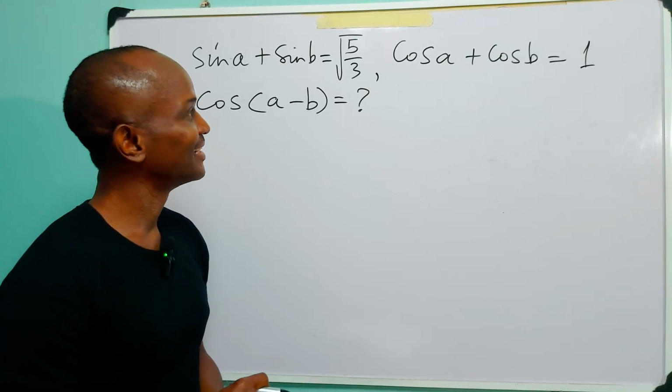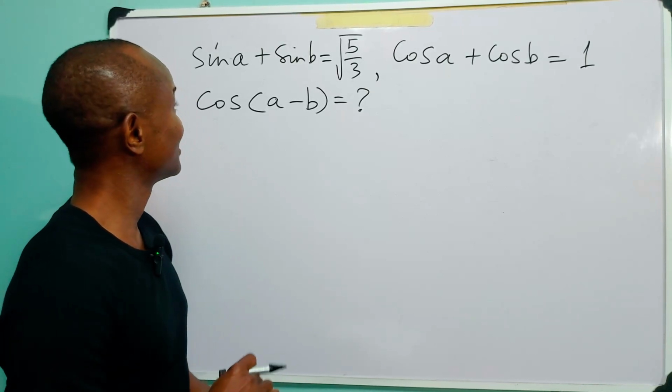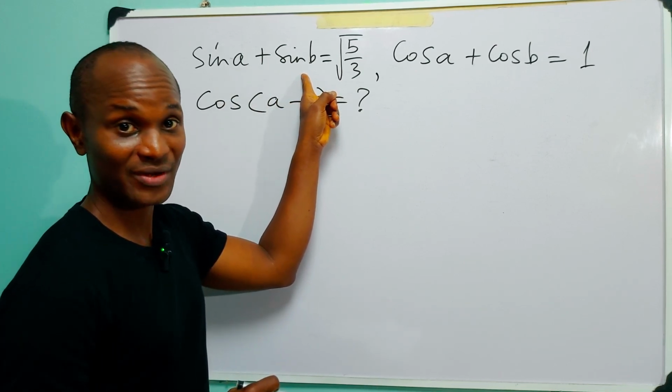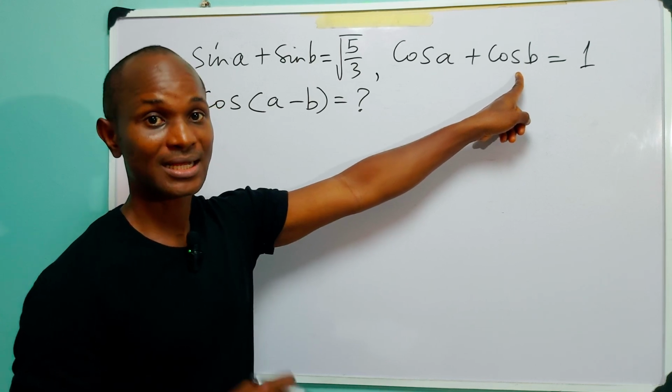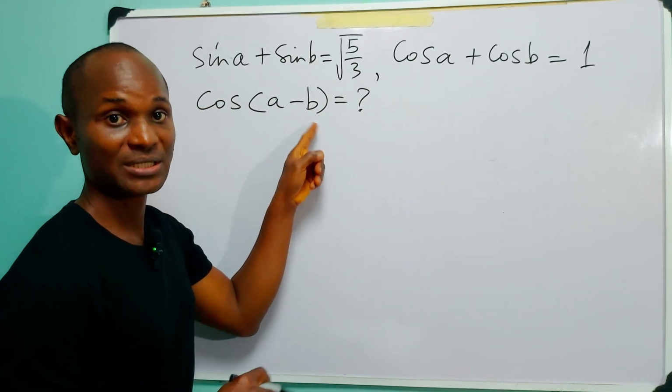Hello and welcome. In today's tutorial, we have a trig question. And the question is, if sine A plus sine B is equal to root 5 over 3, and cos A plus cos B is equal to 1, then what is the value of cos(A minus B)?